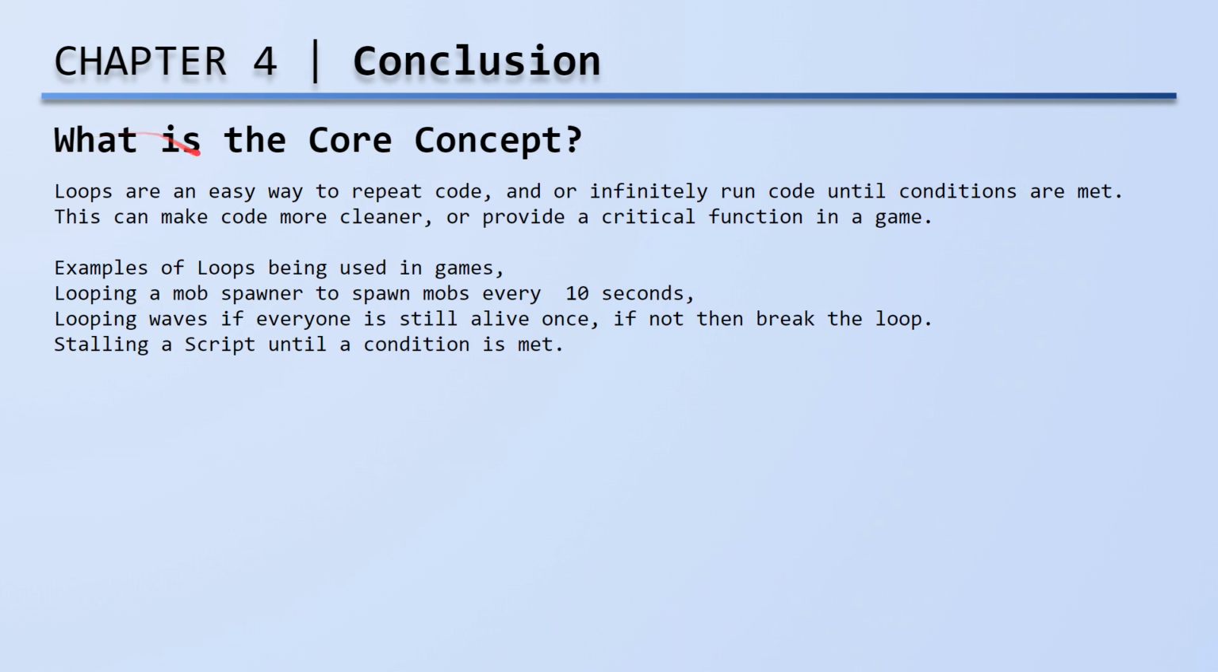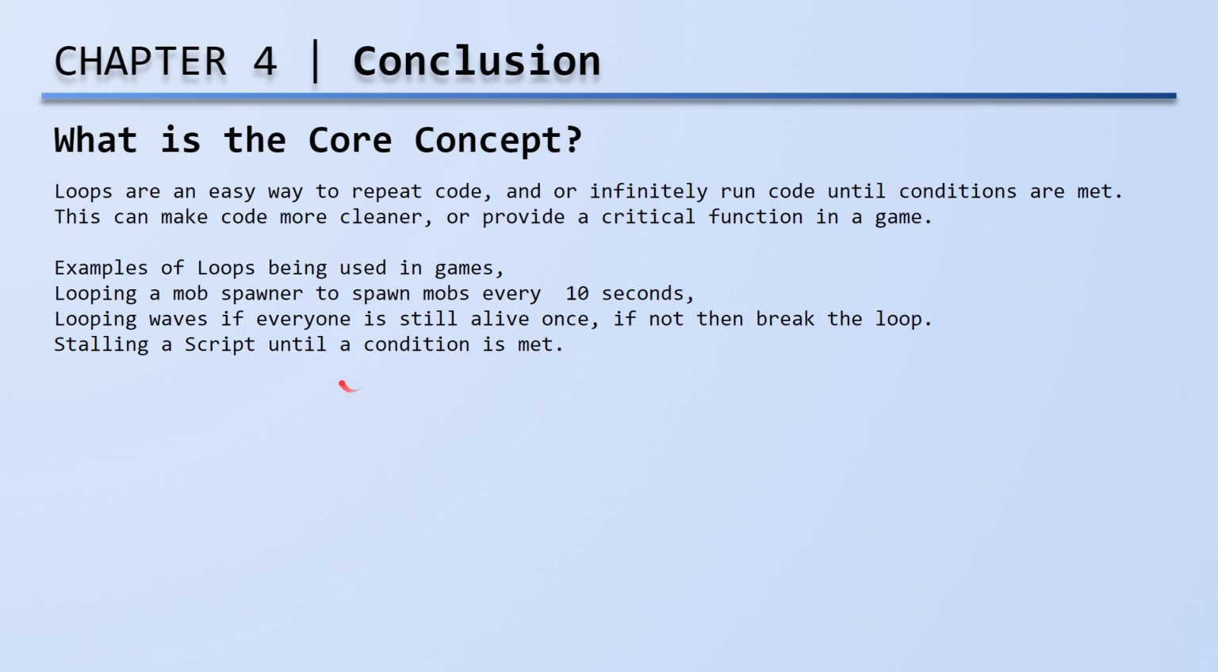So conclusion: what is the core concept? Loops are an easy way to repeat code and or infinitely run code until conditions are met. This can make your code cleaner or provide a critical function in a game. Alright, example of loops being used in a game: looping a mob spawner to spawn every 10 seconds. Right, because you don't know how many mobs are needed, so you don't want to manually write a mob spawner. You want to loop, let's say, spawn one mob every 10 seconds infinitely until the mob spawner is destroyed. Okay, so that's how it could be useful. Or you could loop waves while everyone is still alive, and then once everyone is dead, you can break the loop. Alright, or you can stall a script until a condition is met.